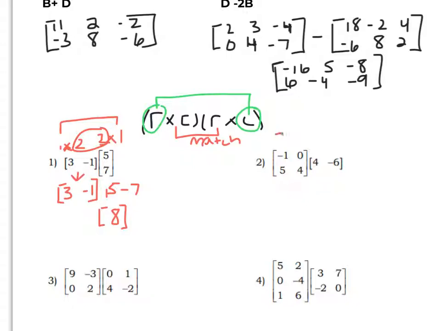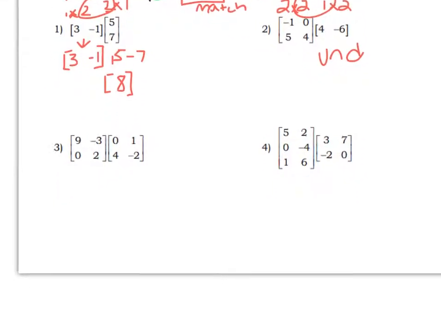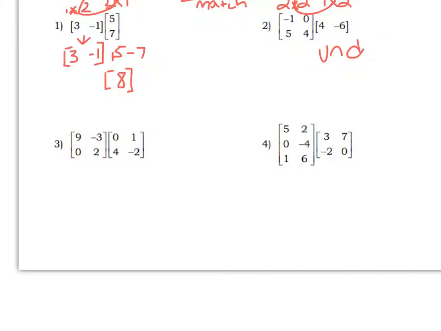Alright, the next one is a 2 by 2 and a 1 by 2. Since those don't match, this is going to be undefined. With matrices, you don't want to say no solution. It's undefined. Okay? Next, we have a 2 by 2 and a 2 by 2. That's kind of boring. So these will definitely work. Once again, just going to move down. Order matters when I am doing matrices. So it does matter that I'm pulling down this first matrix and not switching them.